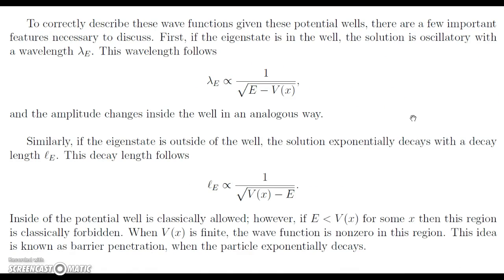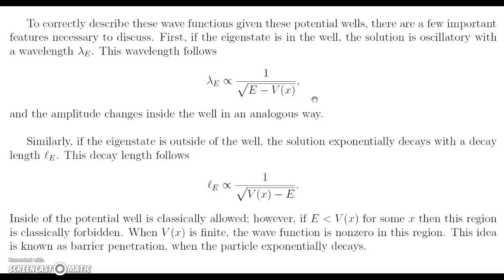So to correctly describe these functions, we're going to need to look at a few important features. So first, if the eigenstate is in the well, we know that the solution is going to be oscillatory because the solution to the differential equation in this part is going to be a sine curve. And since it's a sine curve, it's going to have a wavelength associated with it, which we'll call lambda sub E. And this is going to change based on both the potential and the energy value itself. This wavelength follows the proportionality that the wavelength is proportional to 1 over the square root of E minus the potential V of x.